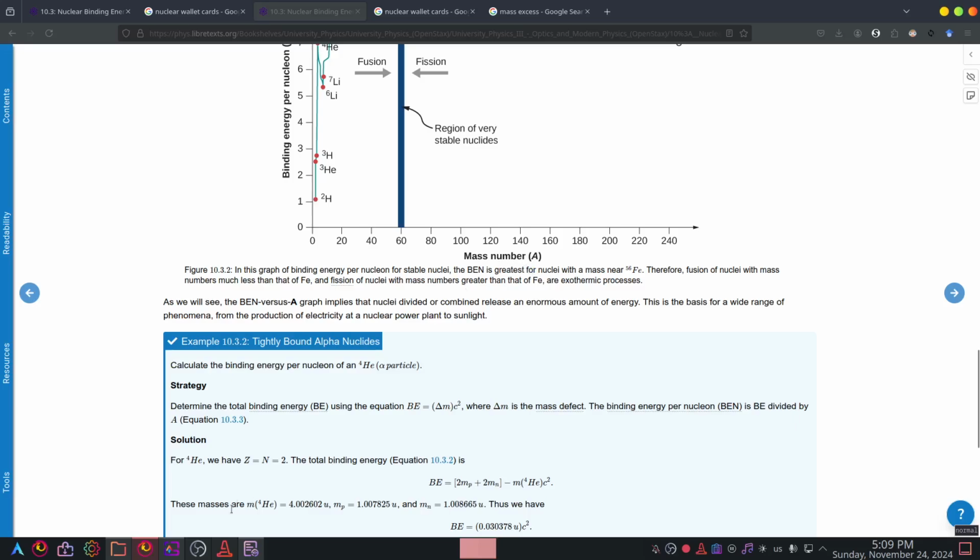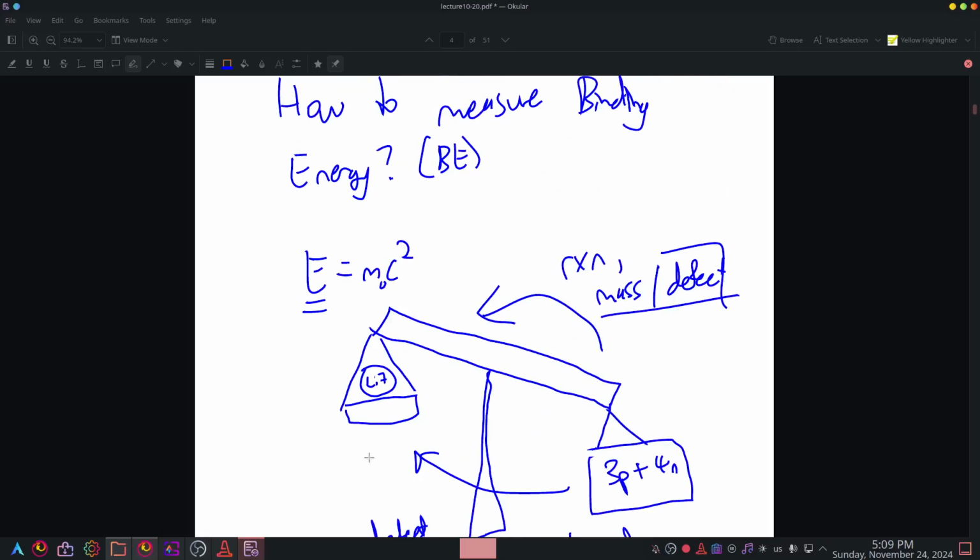Just know the fundamental thing in nuclear physics: why some reactions release energy and some reactions take energy, and why fusing light elements will release energy. Splitting heavy elements such as uranium will also release energy. It is because of this binding energy per nucleon curve. That will try to explain things.